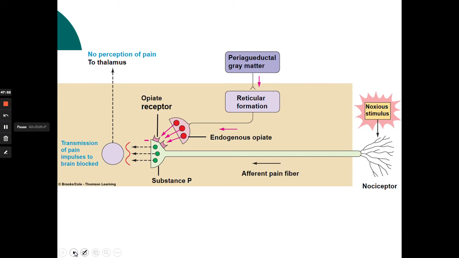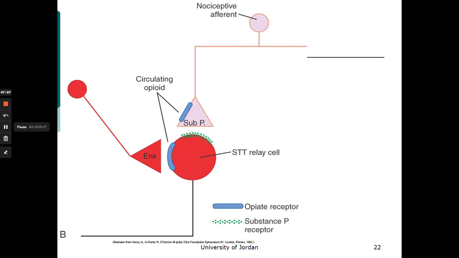Now the same thing here, a nociceptive stimulus. Then through the afferent neuron, it secretes substance P. Now the descending fiber from this endogenous opiate system stimulates enkephalin, and through postsynaptic inhibition and presynaptic inhibition here, it decreases the release of substance P, and it decreases the transmission of pain from the transmitting neuron. Okay.